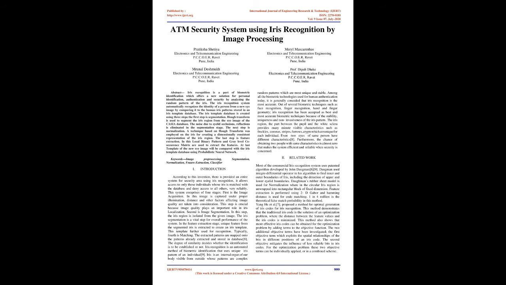Among all the biometric technologies used for human authentication today, it is generally conceded that iris recognition is the most accurate. Out of several biometric techniques such as face recognition, finger recognition, hand and finger geometry, iris recognition has been accepted as the best and most accurate biometric technique because of the stability, uniqueness, and non-invasiveness of the iris pattern.